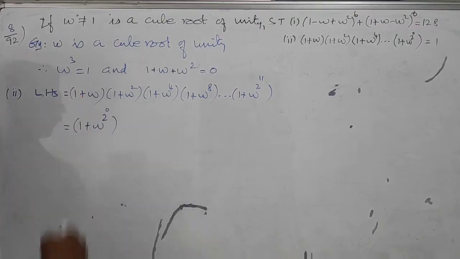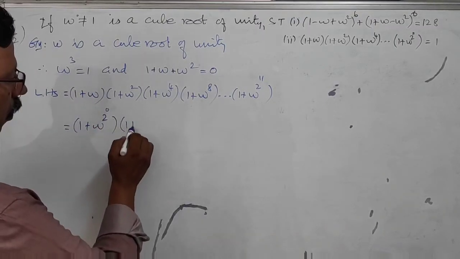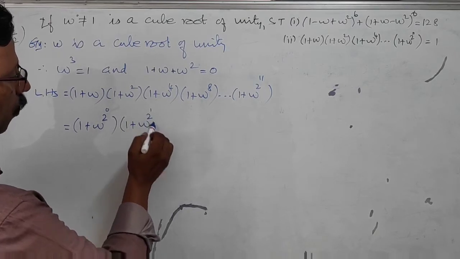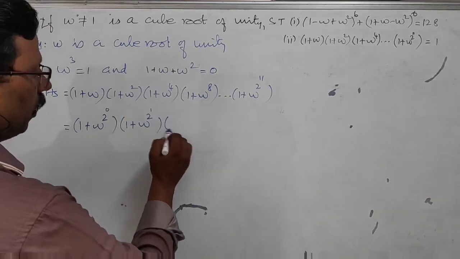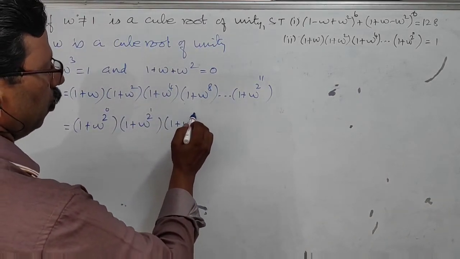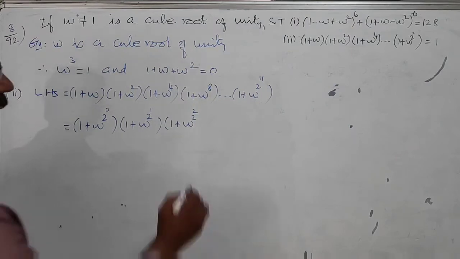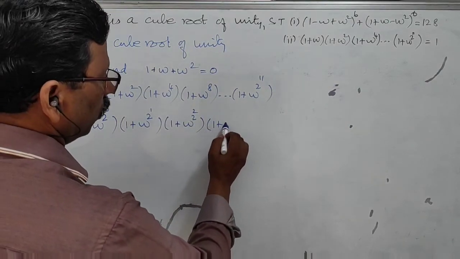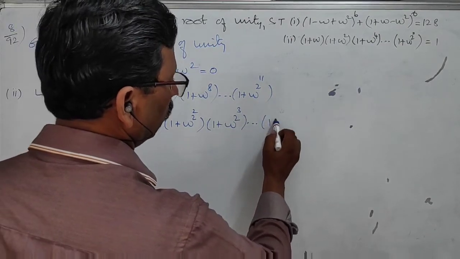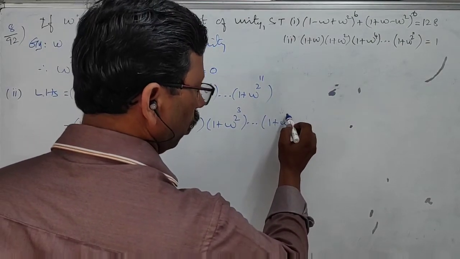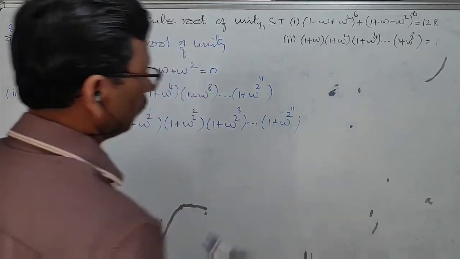Because 2 power 0 is 1, you can write it like this: (1 plus omega) power 2 power 0, then (1 plus omega) power 2 power 1, which is nothing but (1 plus omega) power 2, then into (1 plus omega) power 2 square, then (1 plus omega) power 2 cube, etc., up to (1 plus omega) whole power 2 power 11.